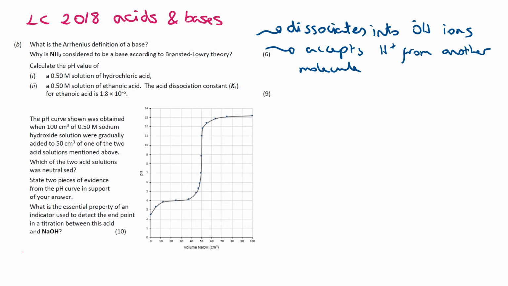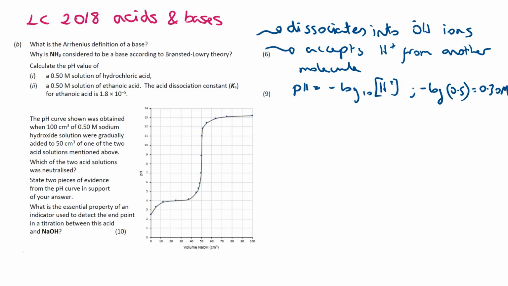Calculate the pH of 0.5 molar hydrochloric acid. Okay, so pH equals minus the log, base 10, of the hydrogen ion concentration. So we have minus log 0.5. And the answer is 0.301 there, or just 0.30.